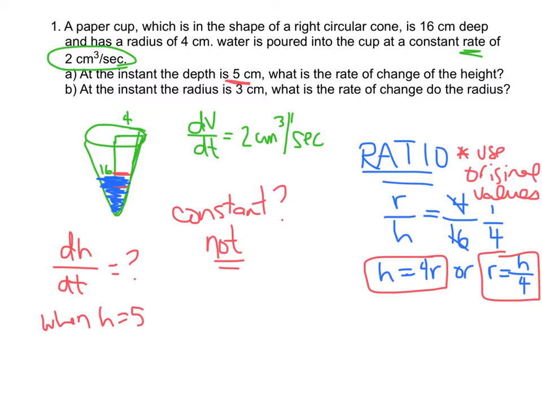So it's always a good idea, get your ratio. That's a must. You have to have a ratio for these problems. And then solve it for both variables, h in terms of r and r in terms of h. All right, so now let's go forward and work through this problem.